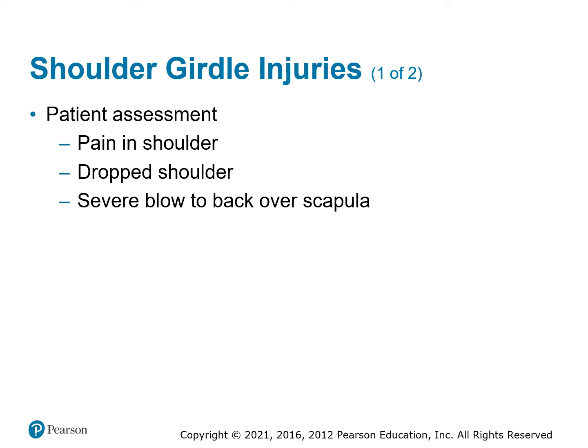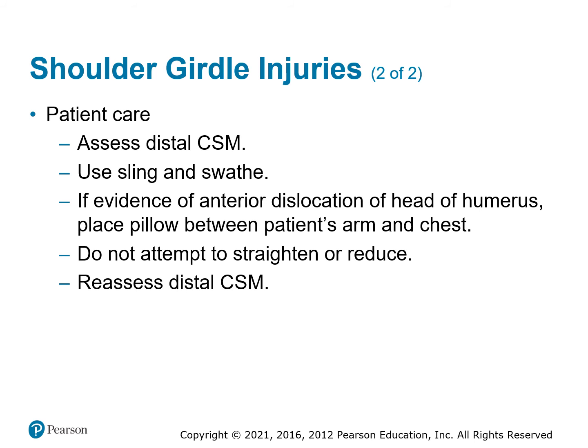side. A lot of times these are going to be caused by a severe blow to the back, kind of over the shoulder blade area, and it can cause that shoulder to dislocate or some of the bones in there to fracture as well. Again, assess that CSM, PMS prior and after you take care of this injury.